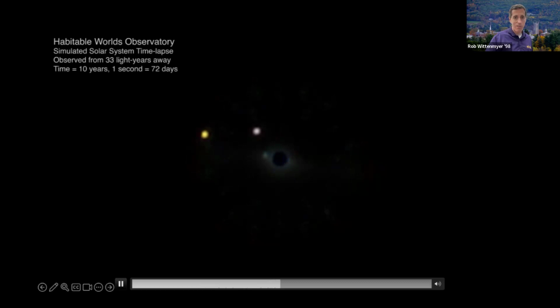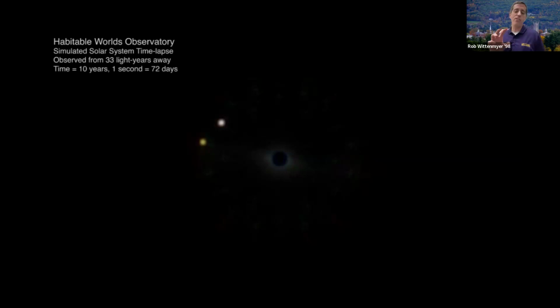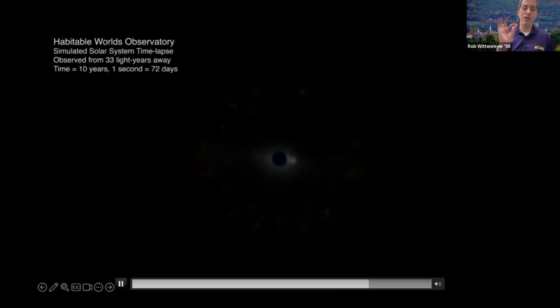There's a lot of technical challenges here, but this is what we think HABO is going to do. And of course, getting the technology to work to block out the star this efficiently and still be able to see the Earth, that's the big challenge for the hardware people. I'm not a hardware person, but smarter people than me can work that one out.